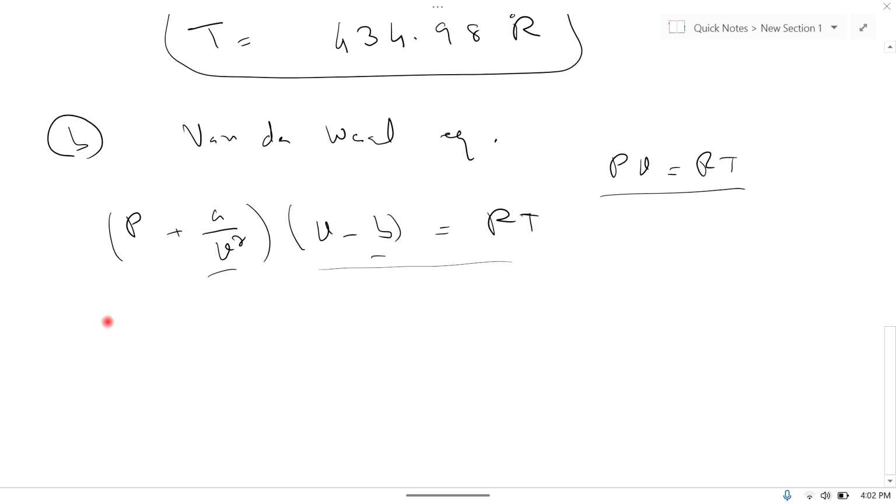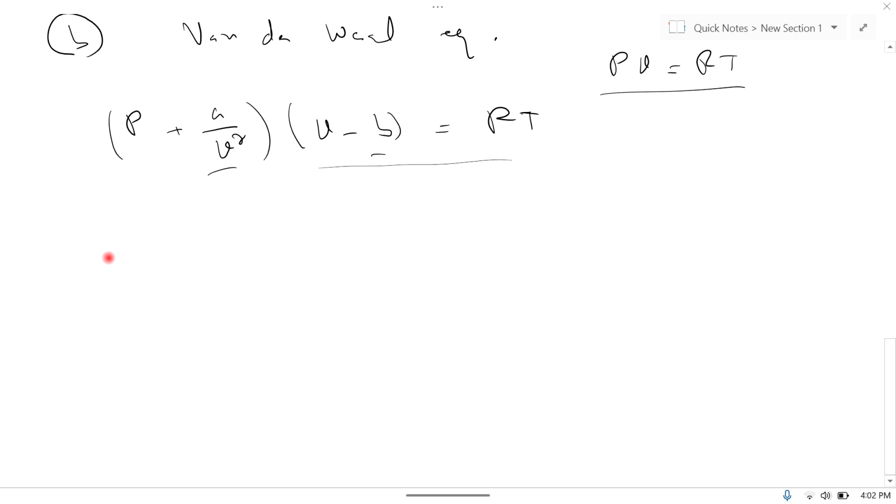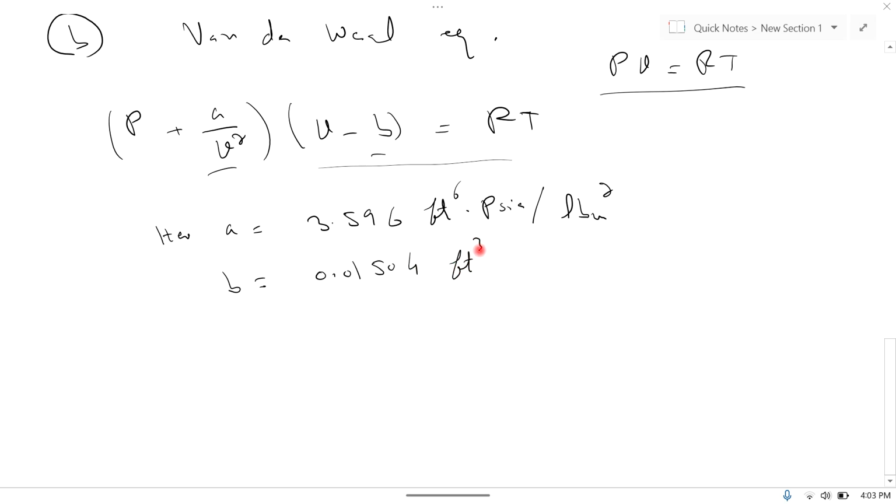So (P plus A by V square) times (V minus B) is equal to RT, and A and B are constants. Here A is equal to 3.596 times 10 power 6 psia feet power 6 per pound mass square. Similarly, B is equal to 0.01504 cubic feet per pound mass.